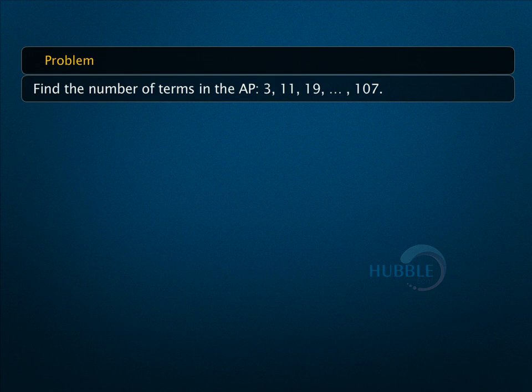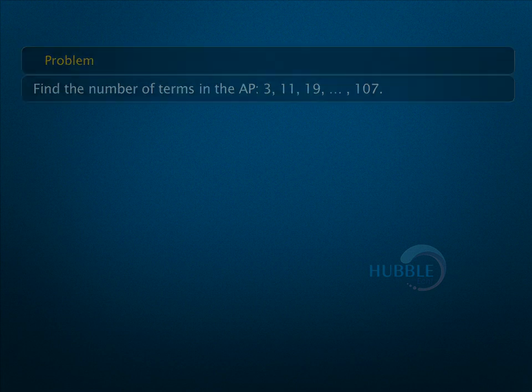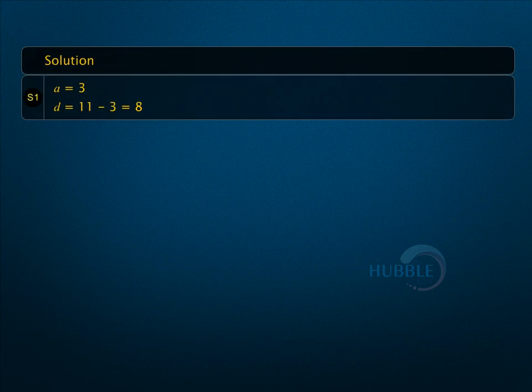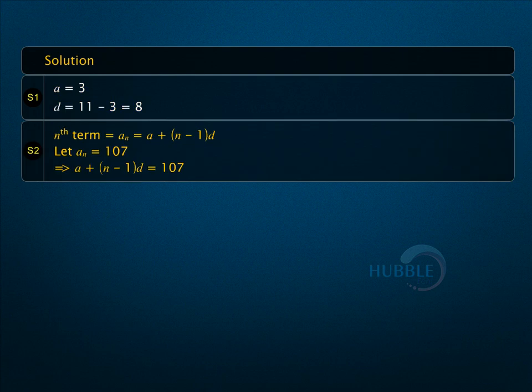Find the number of terms in the given arithmetic progression. We write the value of a and find the common difference of the given AP. Next, let the last term be an. Using the formula to find the nth term, we can find the value of n. Note that 107 is the last term in the given AP.